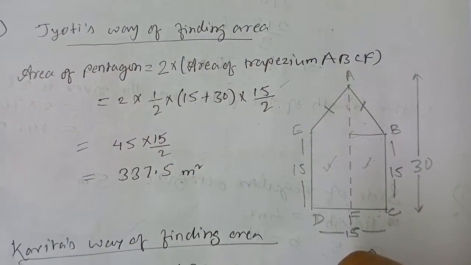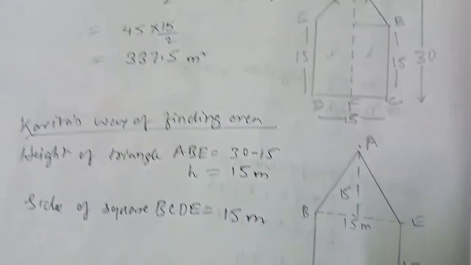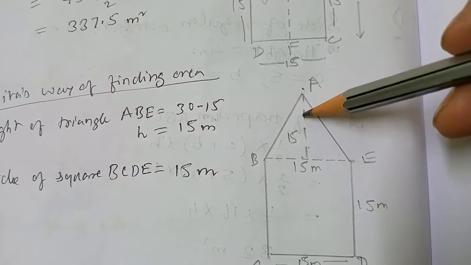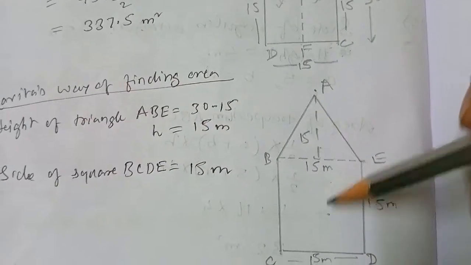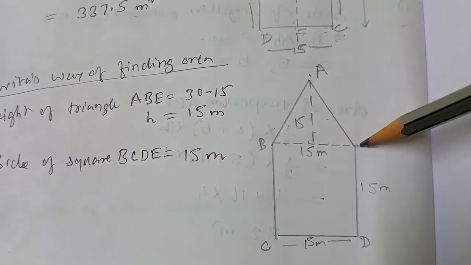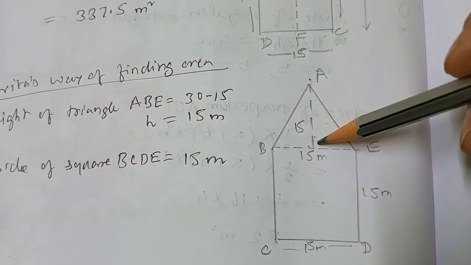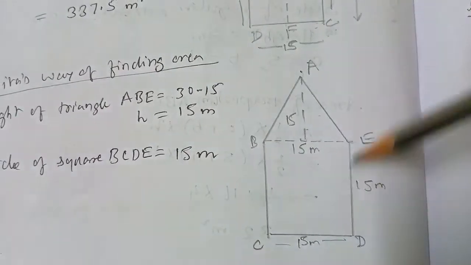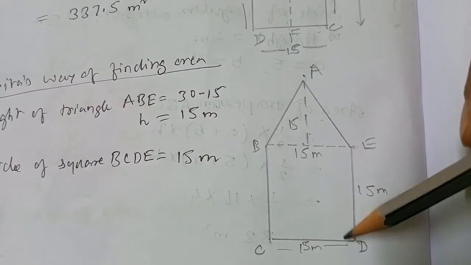Okay. Now see Kavita's way of finding the area. So Kavita's way is what? She has divided it into two parts. One is a triangle, another is a square. So for the triangle, this is the base of the triangle and this is the height of the triangle, 15. Okay. And this is the square, side 15 and 15.